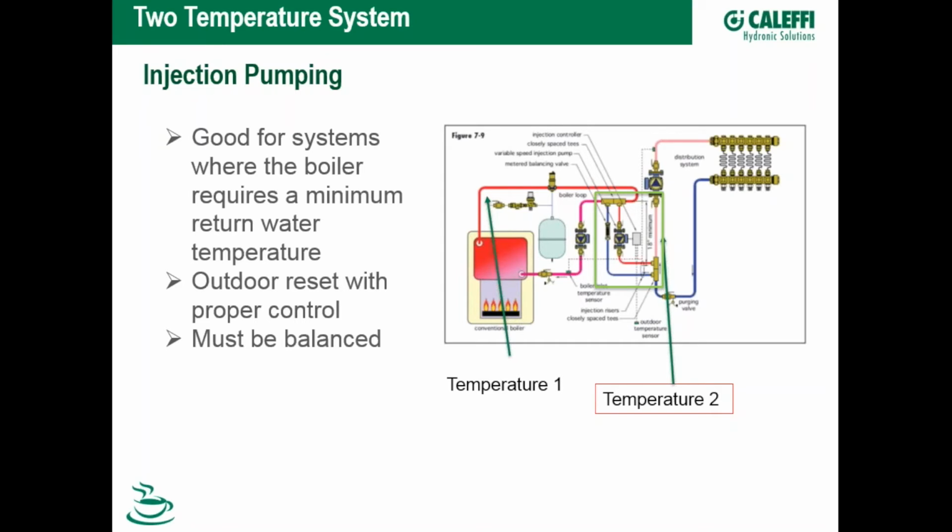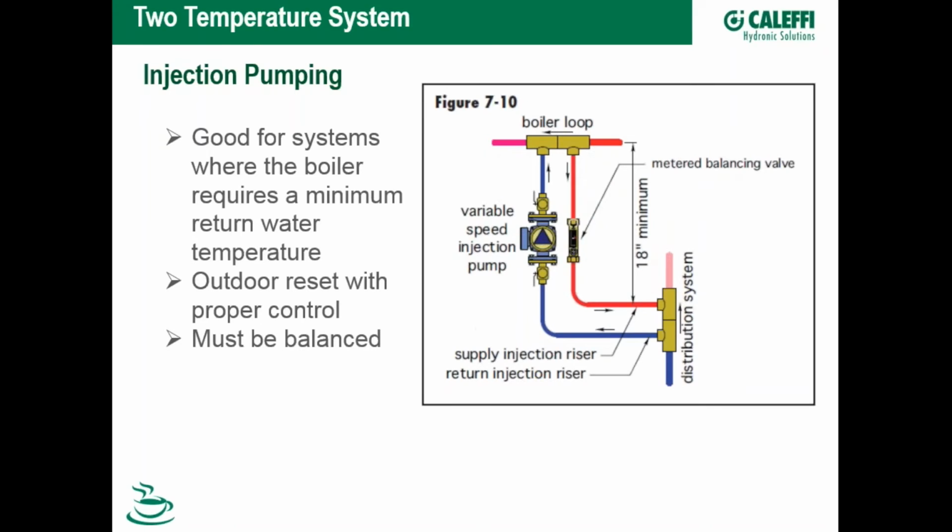Now we're going to look at a close-up of that injection riser system. So it's two pipes, and the pipes actually can be a lot smaller than the rest of the piping in the system. What it's used for is to bring hot water across from the boiler loop while at the same time bringing colder water back to the boiler loop. Now, the hot water coming from the boiler mixes with that circulating water in the distribution system, elevating the distribution system water temperature to where it's desired through the control.